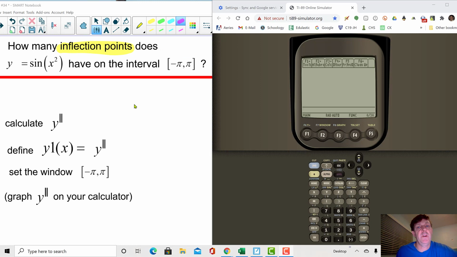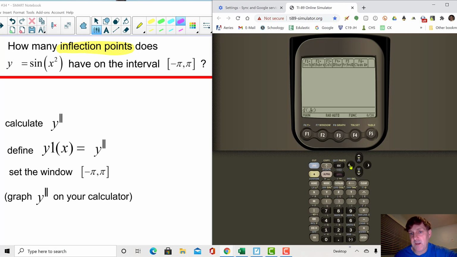Okay, now we're going to look at using our TI-89 graphing calculator to solve this question. First thing I want to do is find the second derivative. My function is sine of x squared, so I want to do the derivative of sine of x squared. Derivative is going to be blue and then 8. I want to do the derivative with respect to x, so I'm going to do comma x and put the right parentheses.